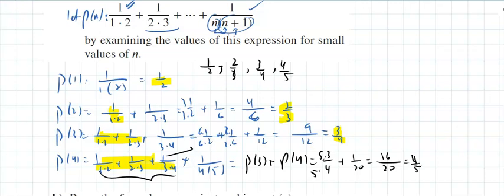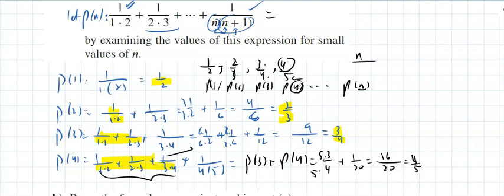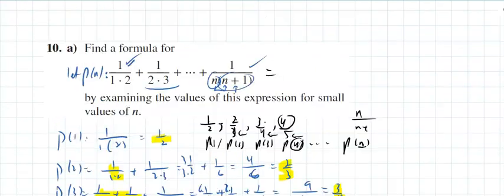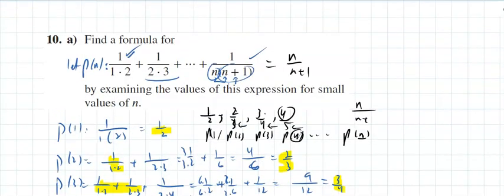So what do you notice? This is P of 1, this is P of 2, this is P of 3, and this is P of 4. If the list goes on, what do you think P of n is? That's what you're trying to find. What does this sum equal? P of 1 is 1 over 2, P of 2 is 2 over 3, P of 3 is 3 over 4. It seems whatever this number is, you get that number up top, so for P of n that's n over, and the denominator is always one more than that. So this sum is n over n plus 1.